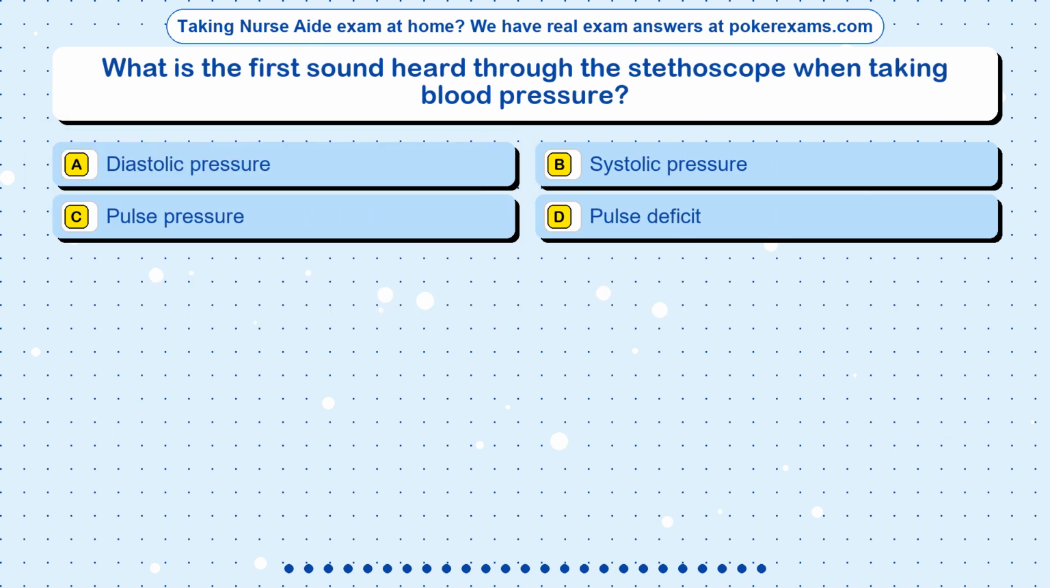Question 2. What is the first sound heard through the stethoscope when taking blood pressure? Option A. Diastolic pressure. Option B. Systolic pressure. Option C. Pulse pressure. Option D. Pulse deficit.